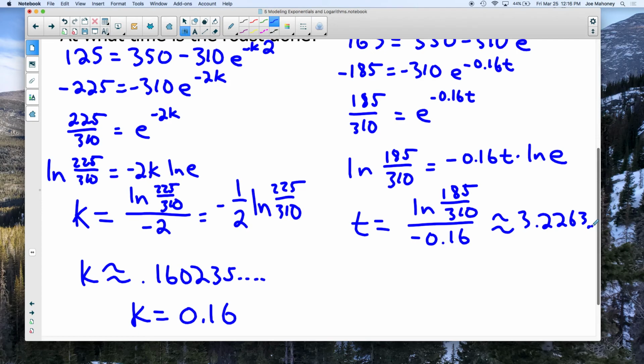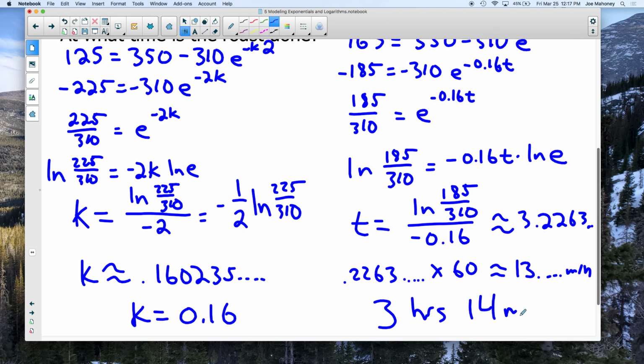And when we throw that into our calculator, we get that t is equal to about 3.2263 and so on. And if we take this decimal, this 0.2263, do you really know how long that is? Do you really know how long 3.2263 blah, blah, blah hours is? So if I multiply that number by 60, I get about 13 or so minutes. So you want to know when it's done? It's going to be done in 3 hours and about 14 minutes.